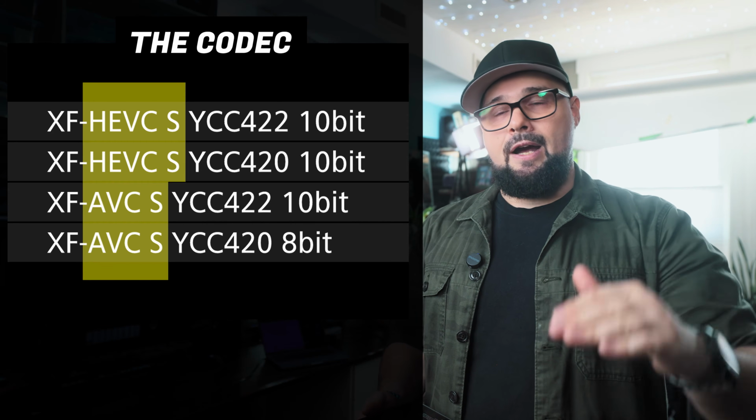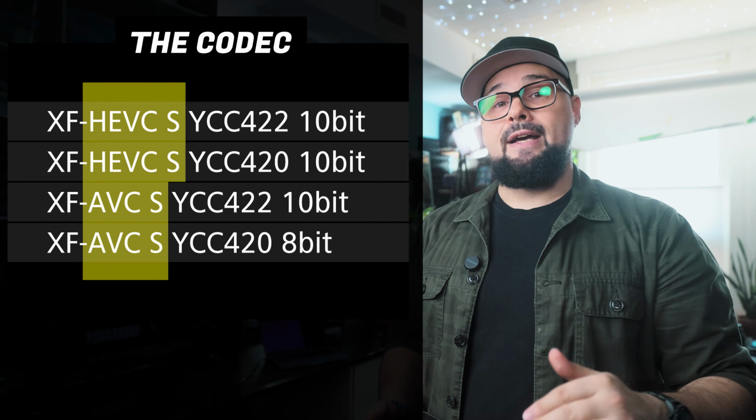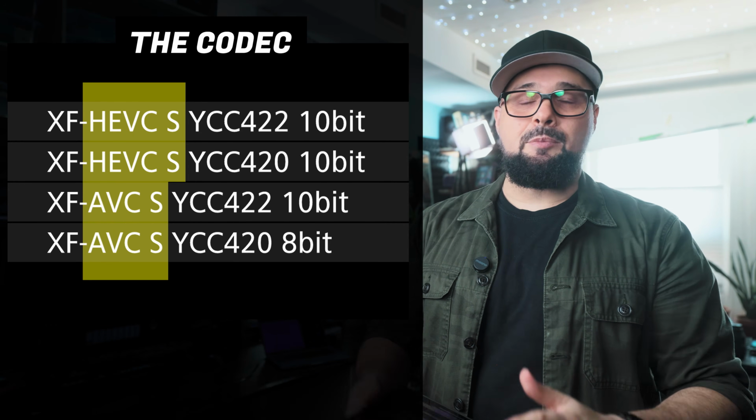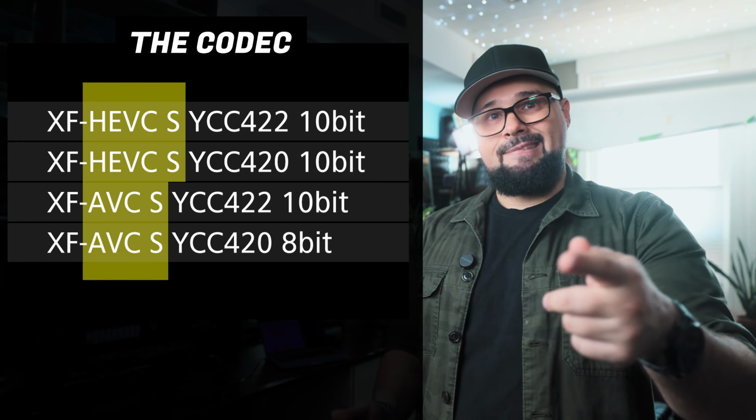So in Canon, you can see all these file or video formats all have S's, so they've all been optimized to be a little bit smaller and more compact. There you go, now you know.